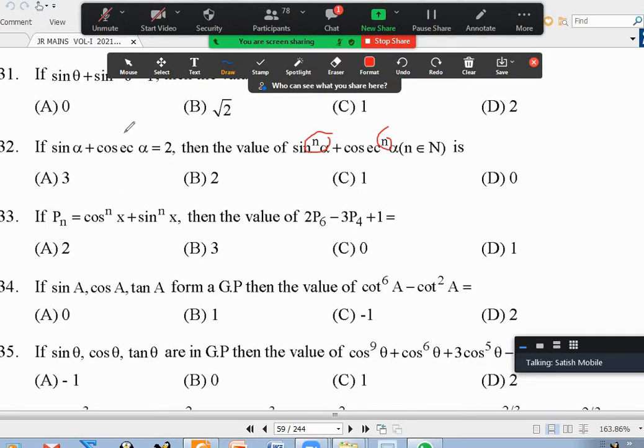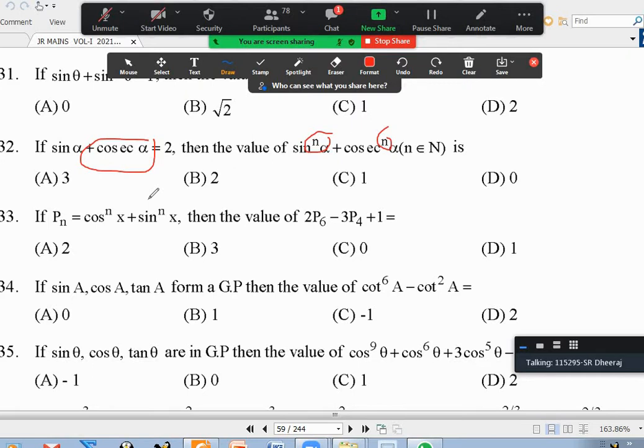Tell me what you have not understood. What is the first step I said? Somebody explain that same thing, sir. You tell me in your own words, what is the first step that we should do? Sir, first we should convert cosec alpha as 1 by sin alpha. Then we'll get sin square alpha plus 1 by sin alpha is equal to 2. Then sin square alpha plus 1 is equal to 2 sin alpha.